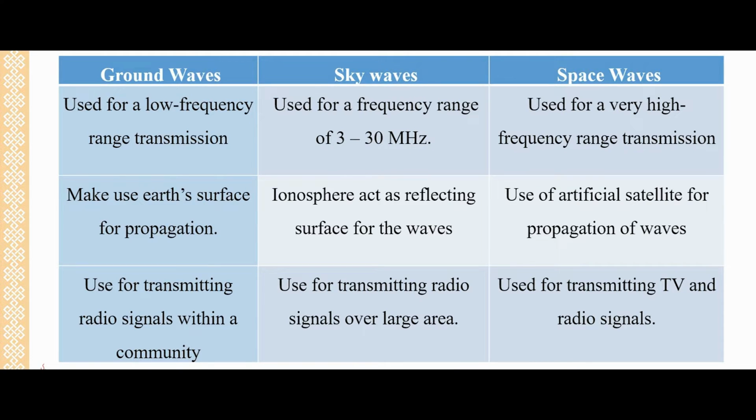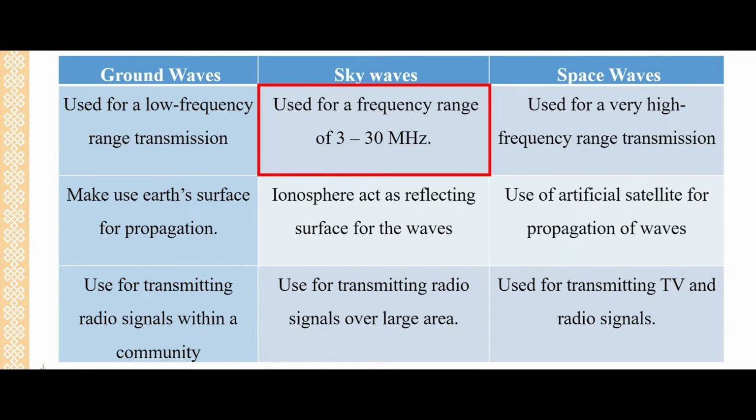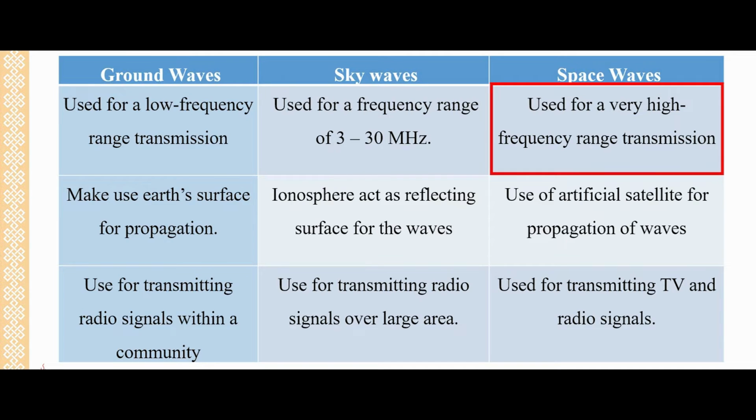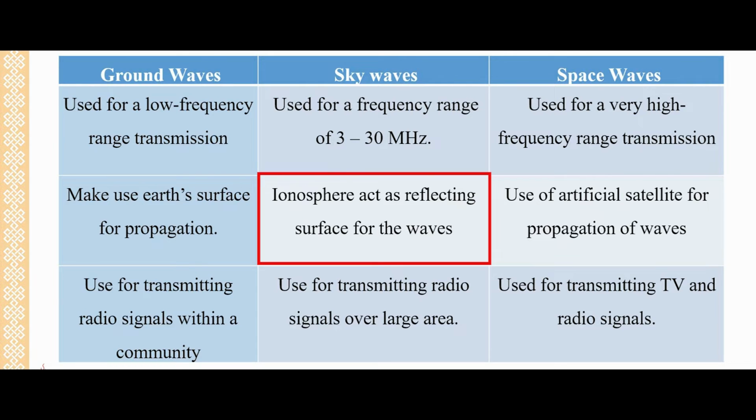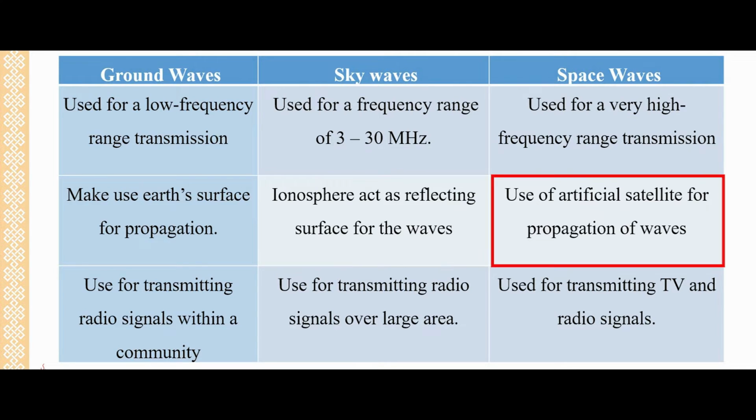Now let's try to compare these three methods of propagation of electromagnetic waves. First column we have ground waves, second column is sky waves, and third is space waves. Ground waves are used for low frequency range transmission, whereas sky waves are used for the frequency range 3 to 30 megahertz. Space waves are used for very high frequency range transmission. Ground waves make use of the Earth's surface for propagation, whereas sky waves use the ionosphere of the atmosphere, and space waves use artificial satellites for propagation of waves.